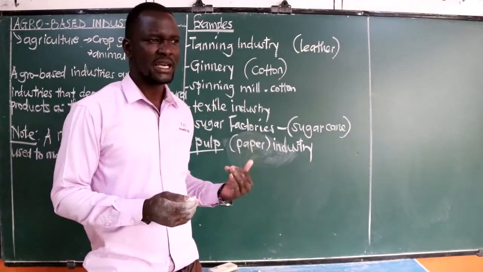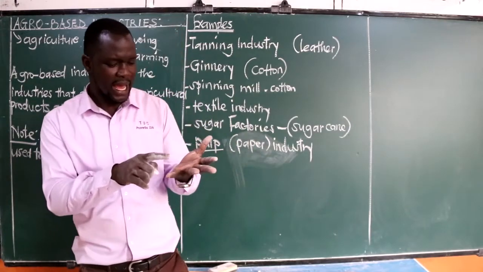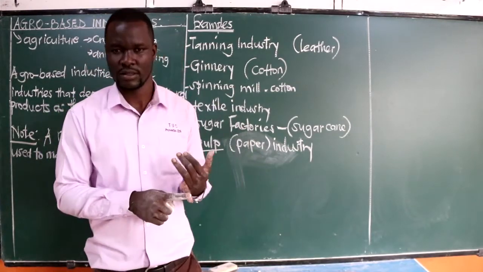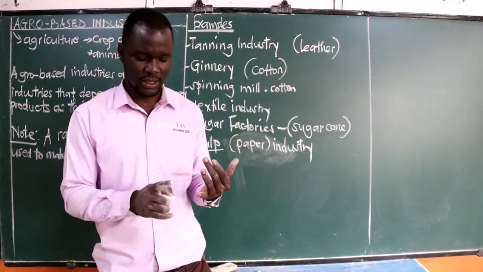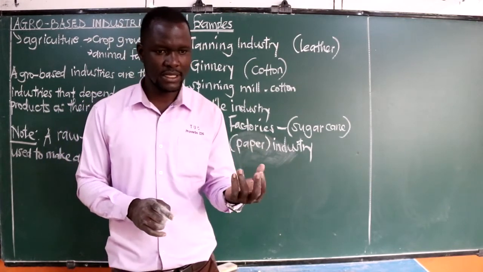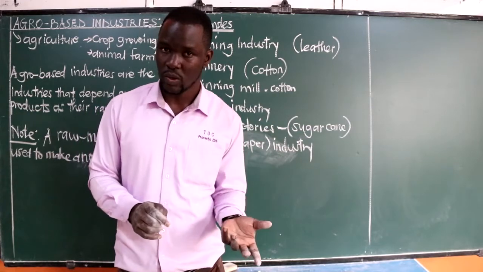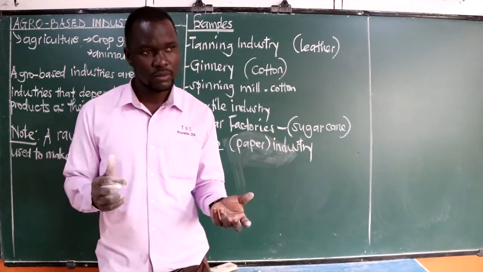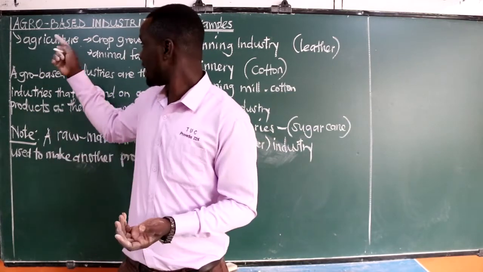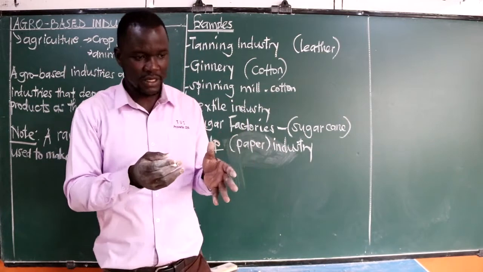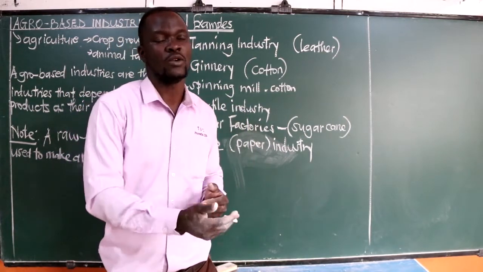They are the ones. An example, a factory which makes cigarettes. I want to look at that. What is used for making cigarettes? Tobacco. Where is tobacco from? From the garden, under agriculture. So that factory is what we call agro-based.